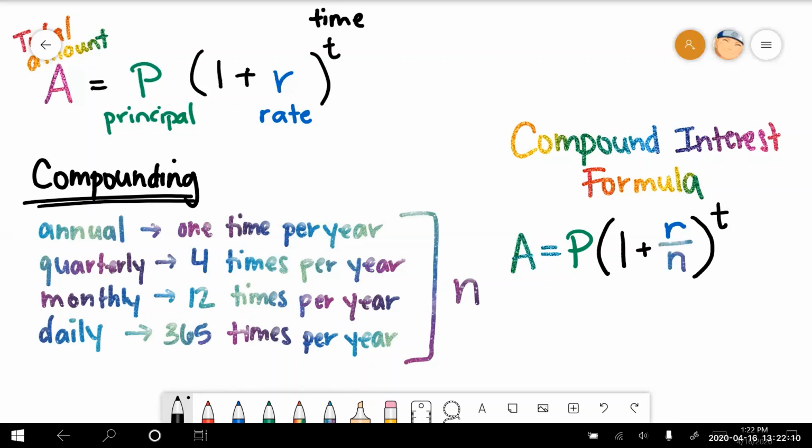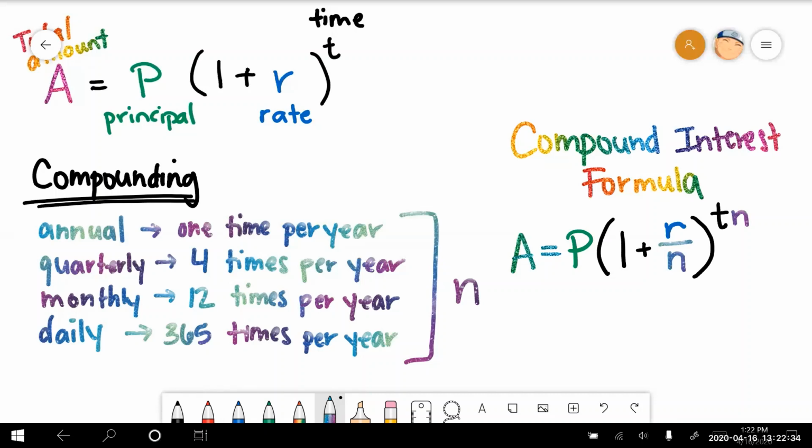So if I'm compounding 4 times in 1 year, that means I'm going to compound my interest 4 times. If the time is over 2 years, it means I'm going to compound 8 times. So I need to multiply t by the number of times they're compounding, because I need to take into account that it's not just once a year anymore, it's many times a year.